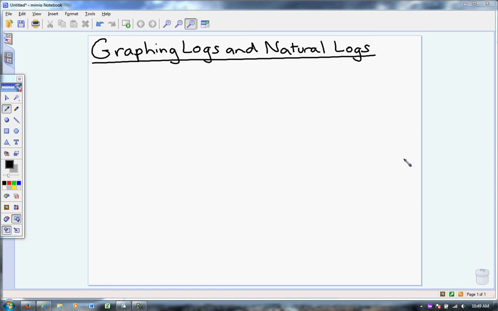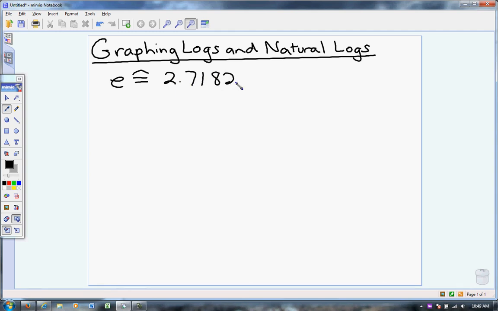All right, today we're going to work with graphing logs, and we're also going to talk about the natural logarithm. We've learned about the letter e. And we said that e, just to review, was approximately equal to 2.71828. It was a number, just like pi is. All right? And we also talked about the function e to the x, the exponential function e to the x.